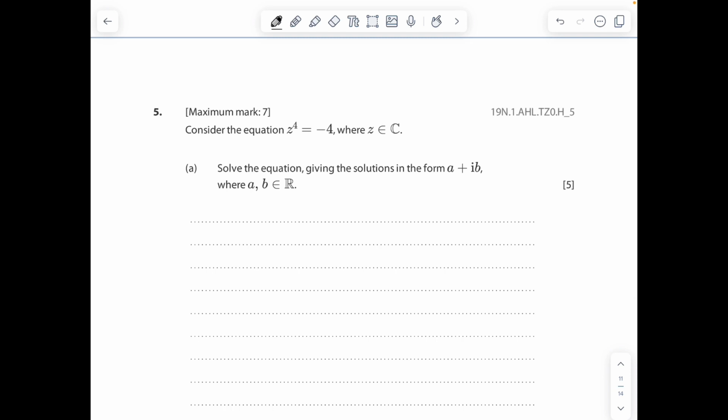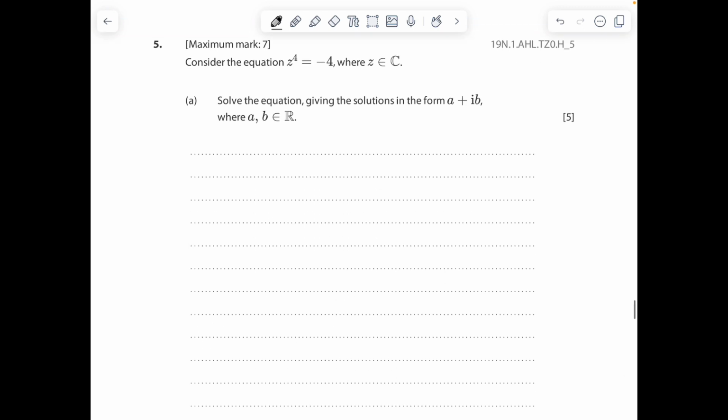Question number 5. Z power 4 equals minus 4. Solve the equation giving the solutions in the form of a plus ib. So absolute value of z will be 4th root of 4, which is nothing but what? Square root of 2.